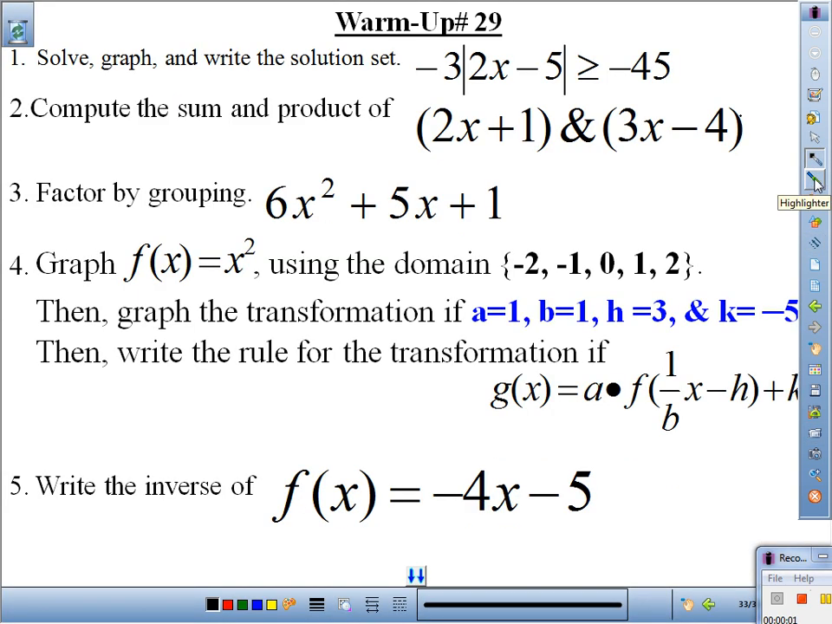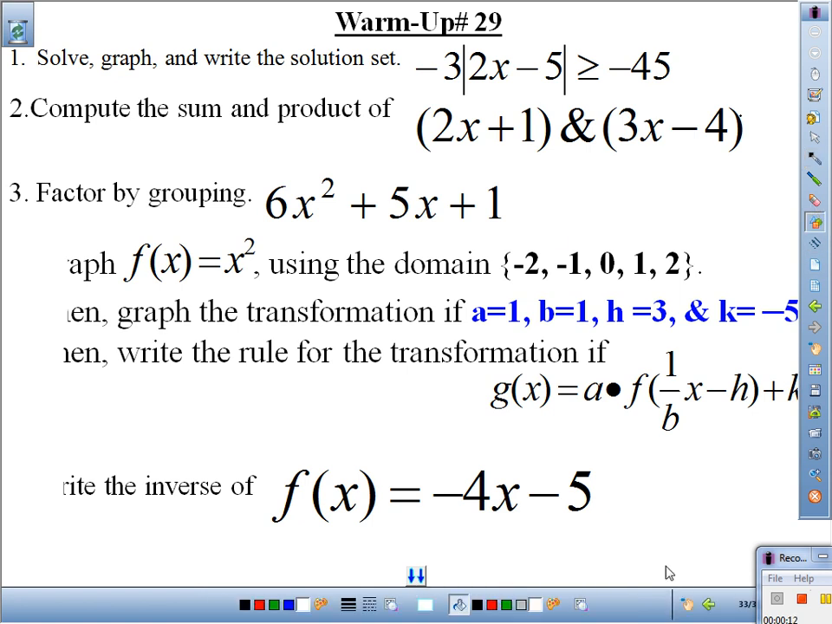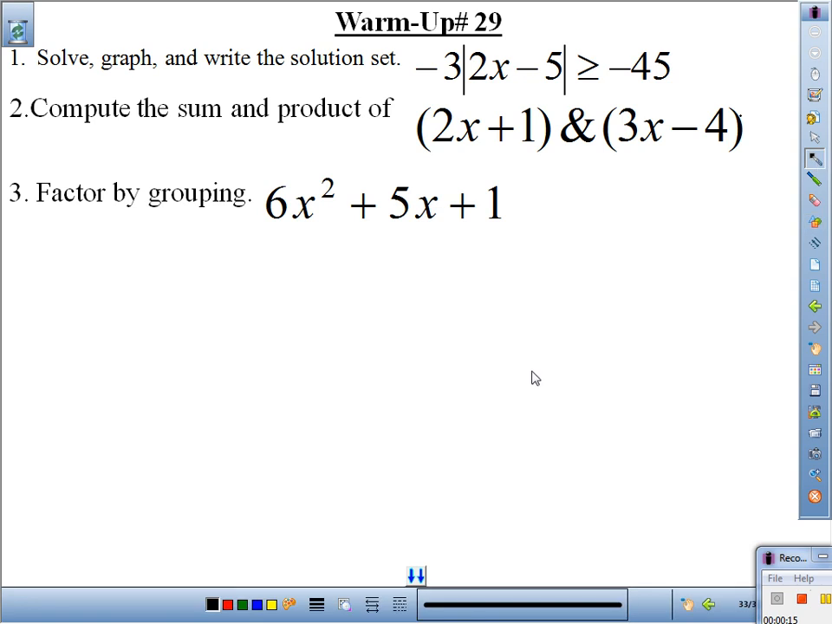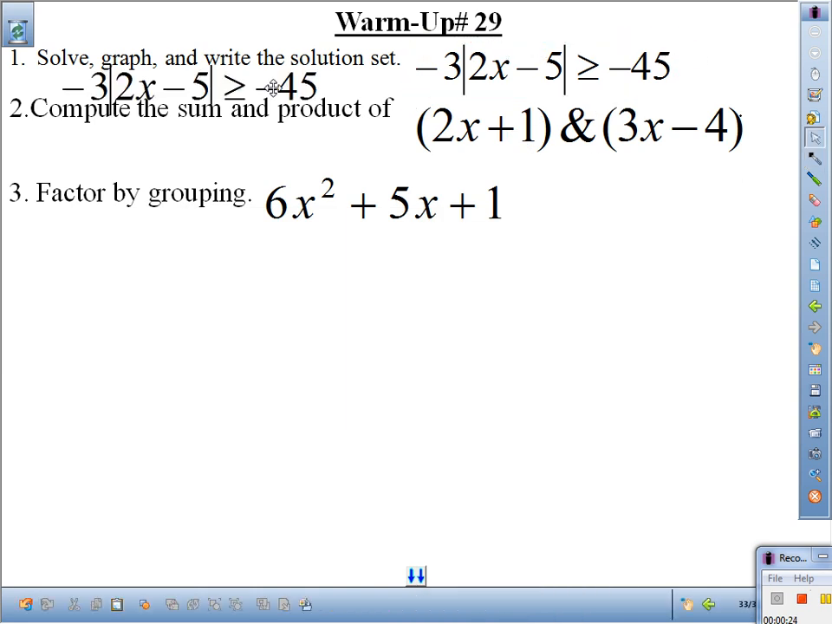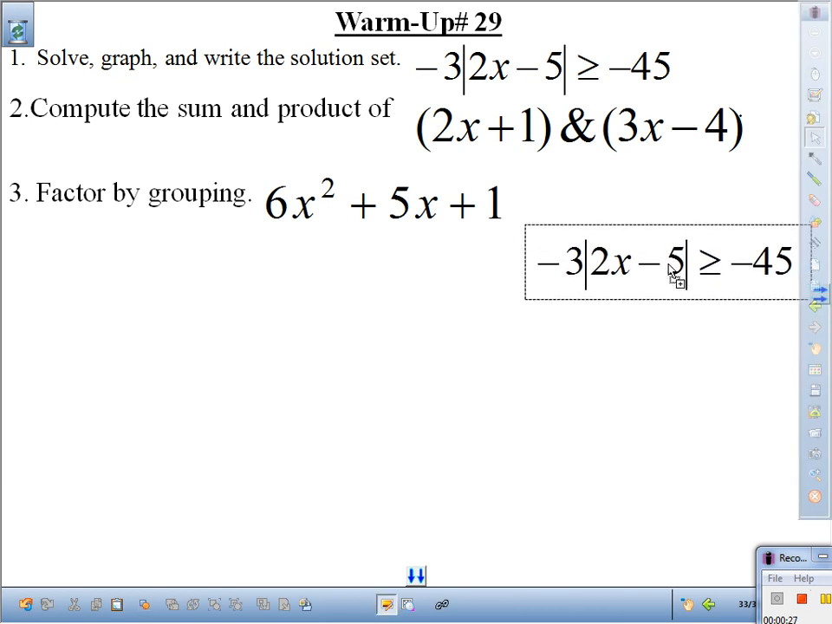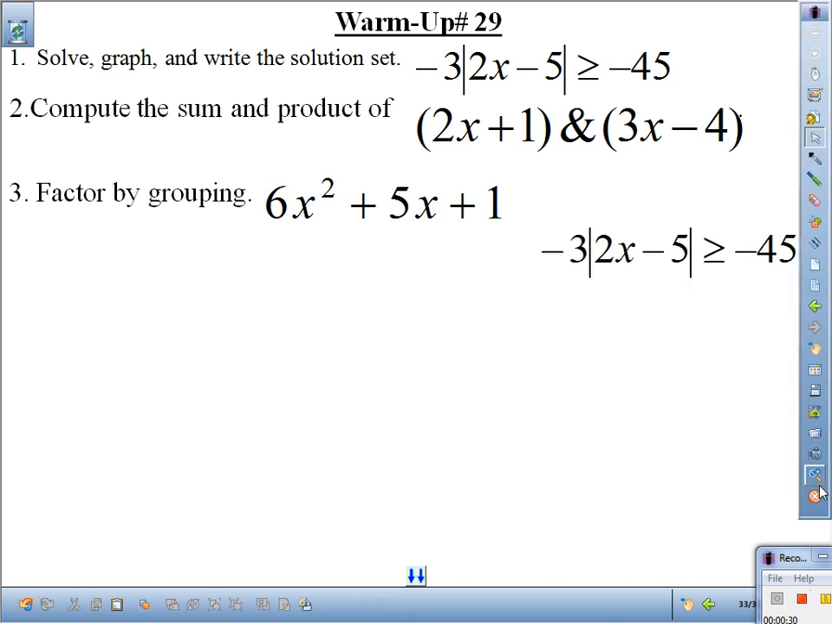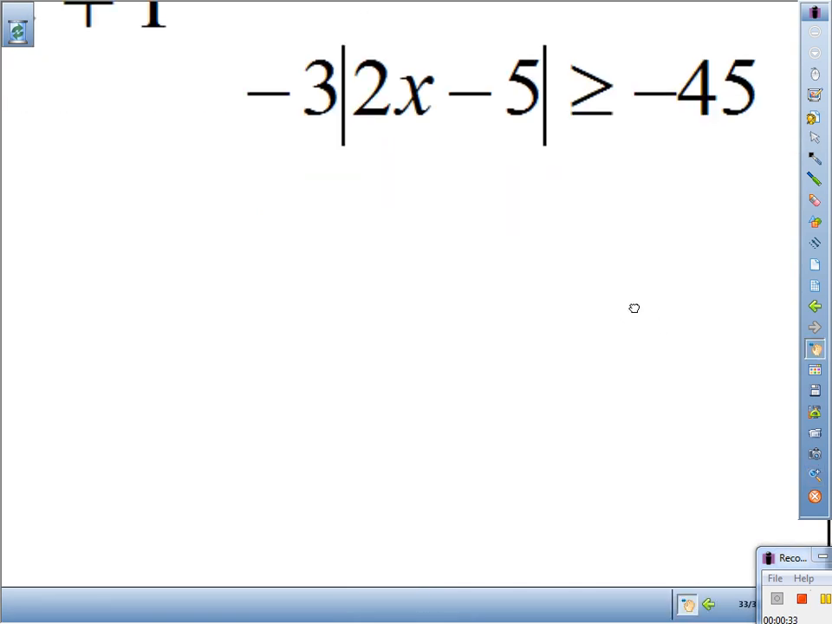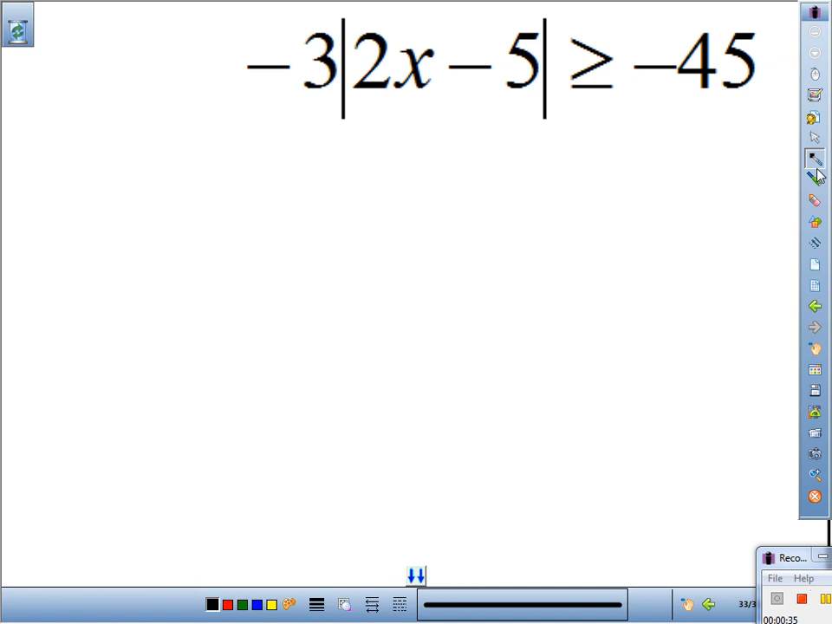All right, I'm gonna get started with number one. Let's see, let me make some space. All right, here we go. Number one. It reads, okay, there it is.